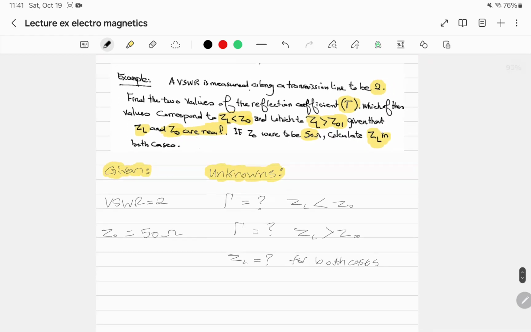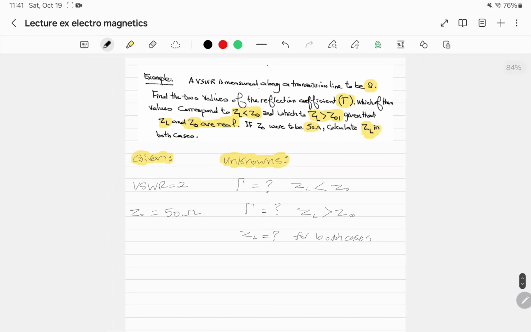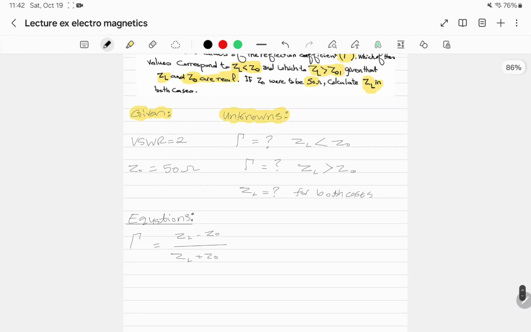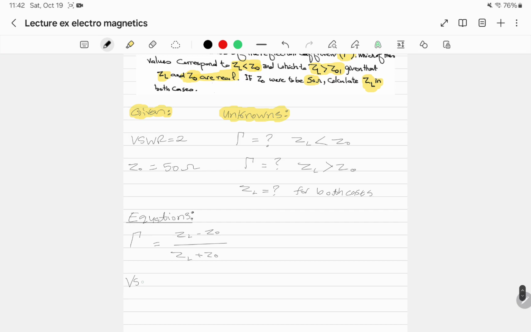So now I'm just going to write some equations for the problem that we need. The first equation we have is the reflection coefficient is equal to ZL minus Z0 divided by ZL plus Z0. This was in the tutorial. And the second equation is VSWR is equal to 1 plus the magnitude of the reflection coefficient, divided by 1 minus the magnitude of the reflection coefficient.